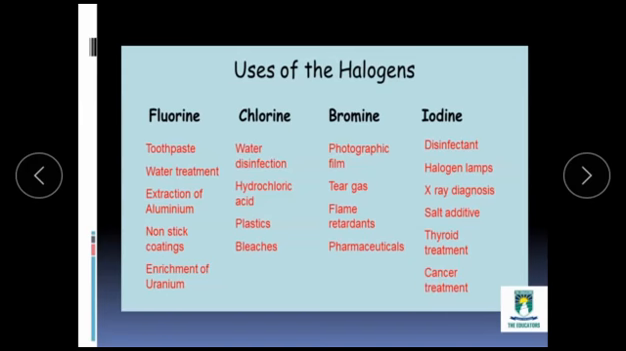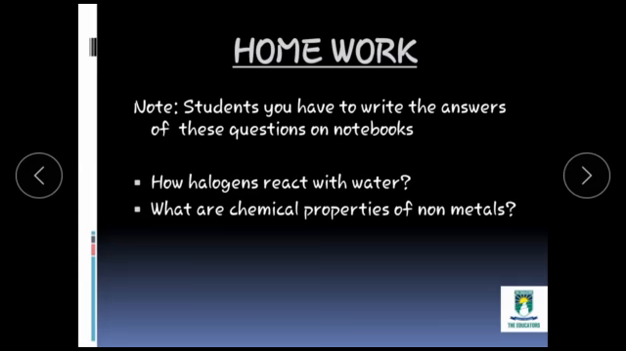So students, here is your homework. You have to write the answers to these questions in your notebook. The first question is how halogens react with water, and the second is what are the chemical properties of non-metals.